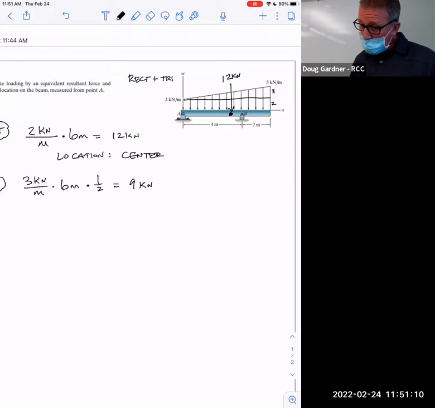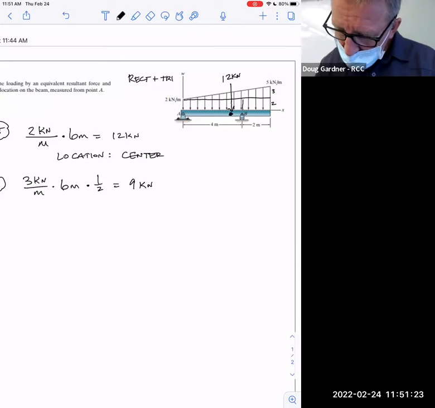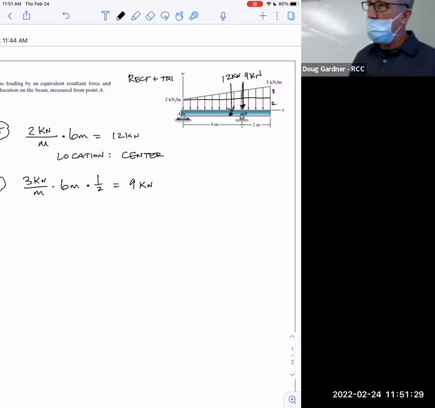My 9 kilonewton force would be where? It's from the short side, 2/3 of 6, which is 4. So it's actually right over the top of this support. Tracking with that? So there, cool. I used to have infinitely many forces. Now I just have 2.